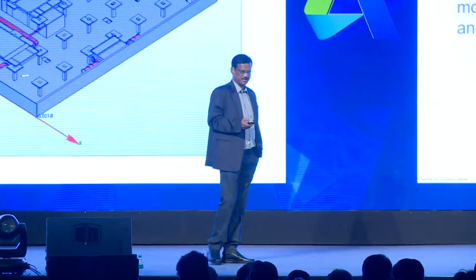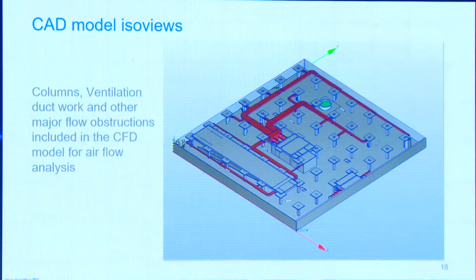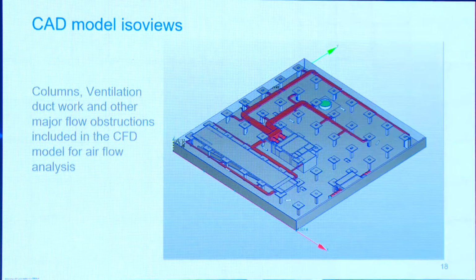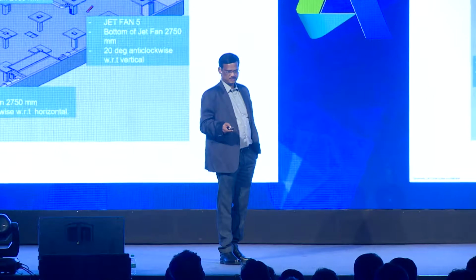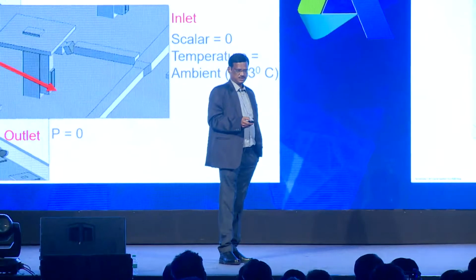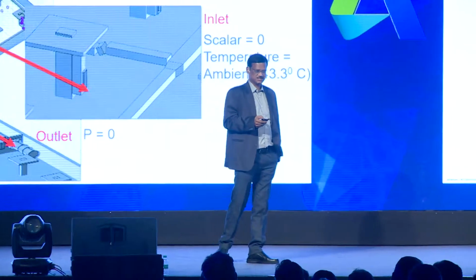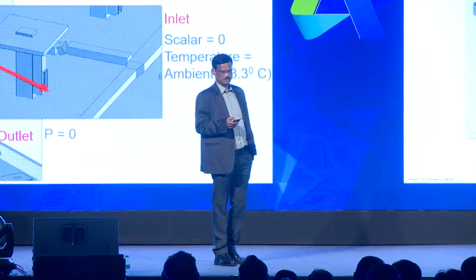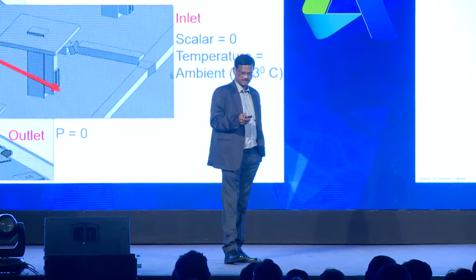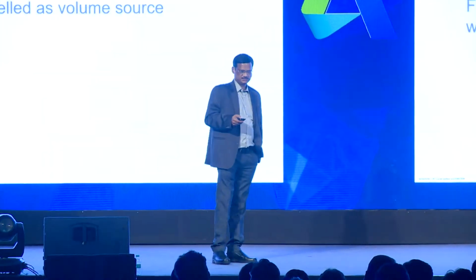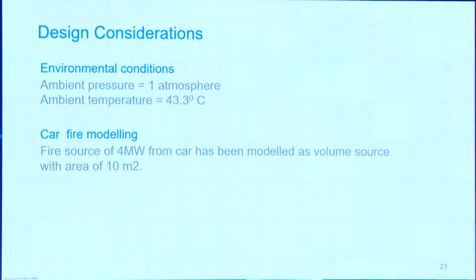And this is a typical CAD model that we use for basement ventilation CFD analysis. We have to include columns, ventilation ductwork, and other major flow obstructions. This is the jet fan layout. Boundary conditions are very important for us to get proper results. So we represent a car fire with a 4 megawatt volumetric heat load, and then we specify the inlet and outlet conditions and the ambient temperature.